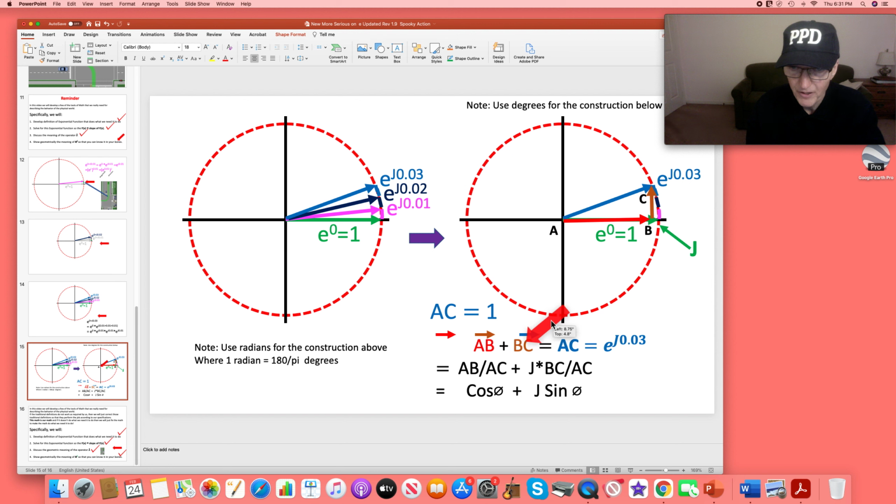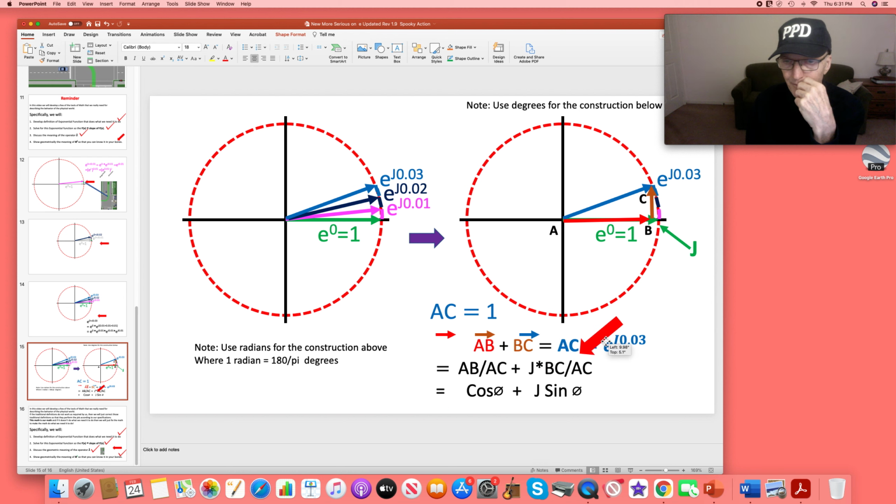So AB plus BC, as vectors, is equal to AC. It's equal to e to the j 0.03. And then we know that AB divided by AC, now AB is like a number because it's a magnitude, and AC is a magnitude. So you divide these two, and you get what is traditionally known as cos theta by definition. Just the name, but they gave it that name, where theta is the angle in here, in degrees.